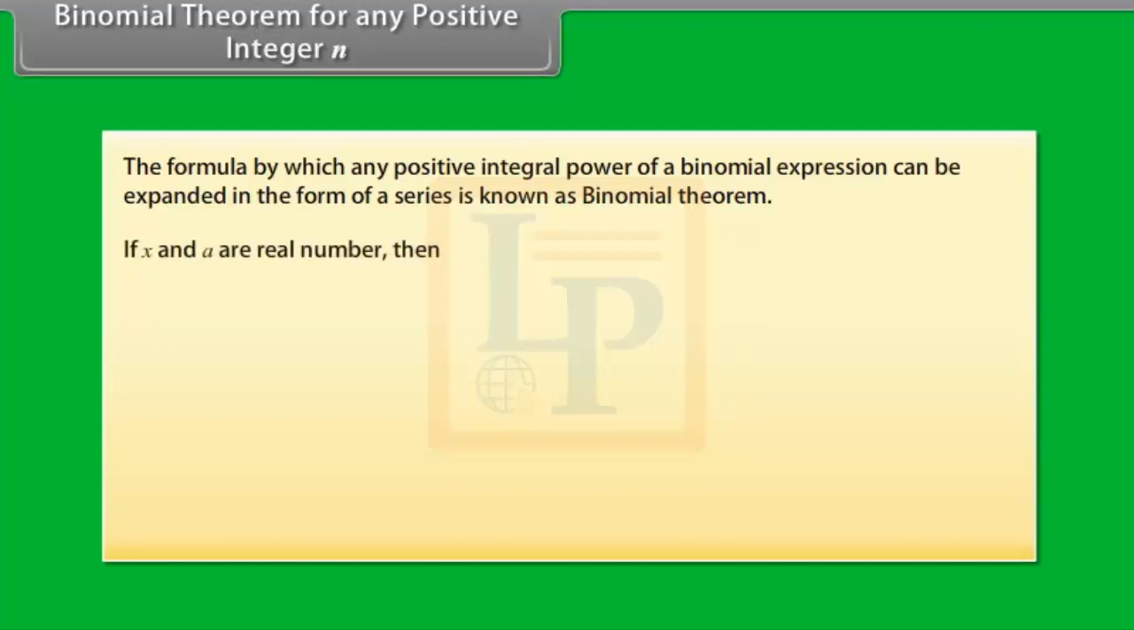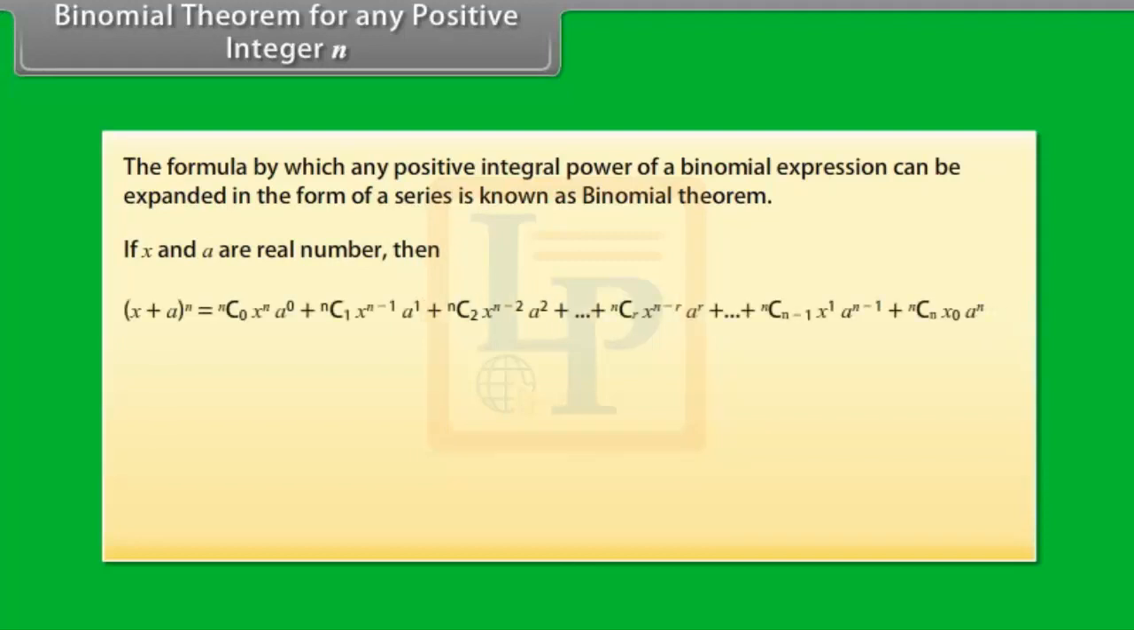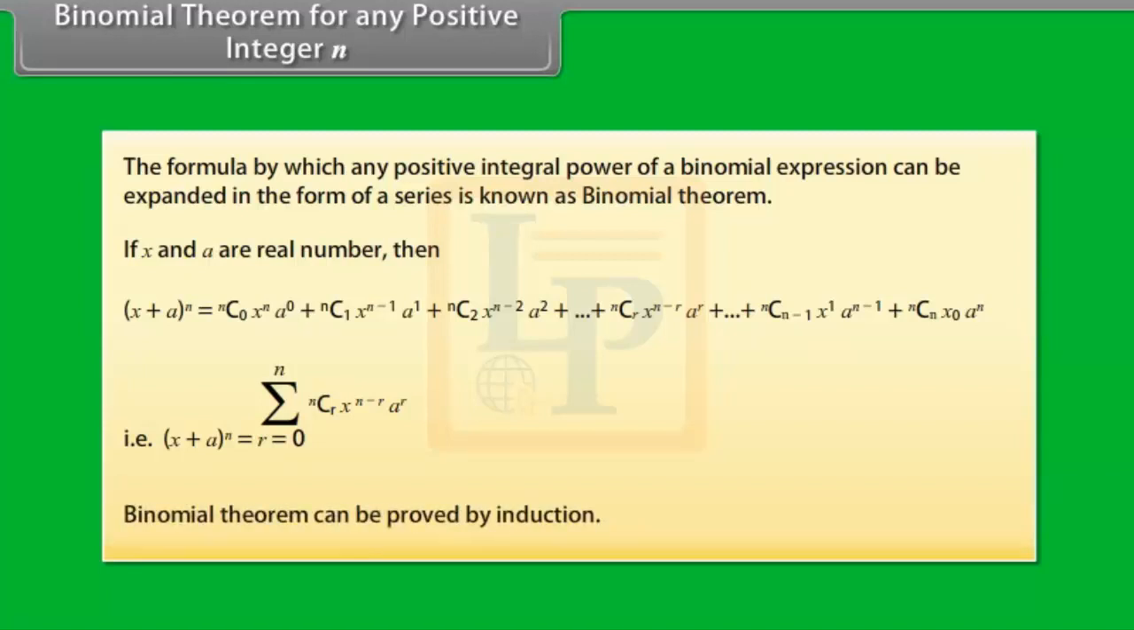If x and a are real numbers, then (x + a)ⁿ is equal to the summation from r = 0 to n of nCr times x raised to power n − r times a raised to power r. The binomial theorem can be proved by induction.